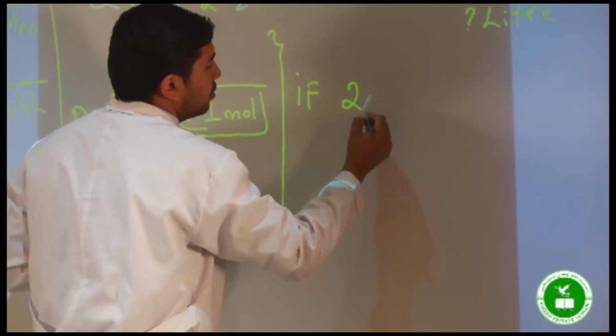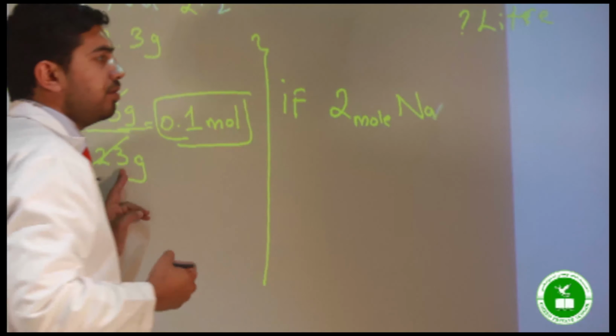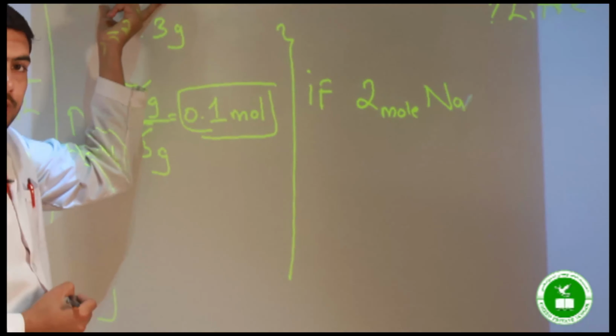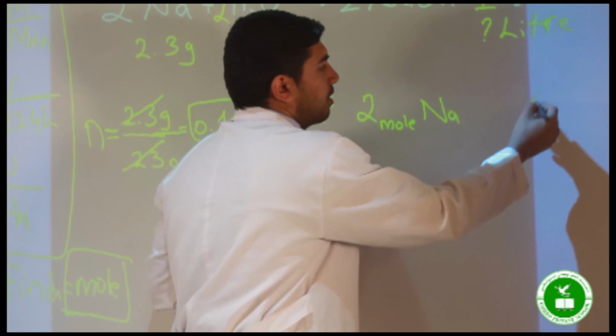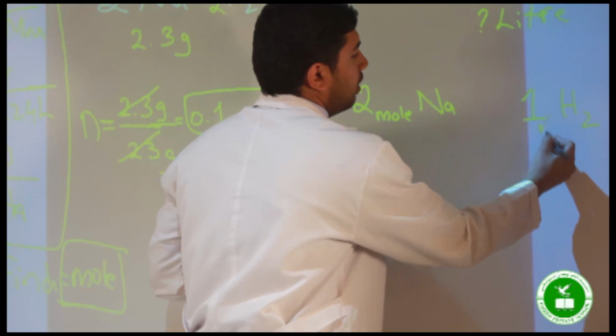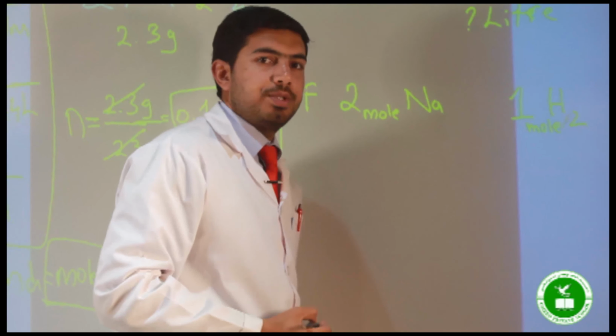If 2 mole sodium is used, if 2 mole sodium is used, then 1 mole hydrogen is obtained. 1 mole H2 will be obtained.